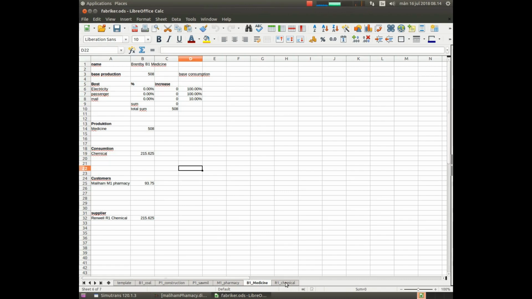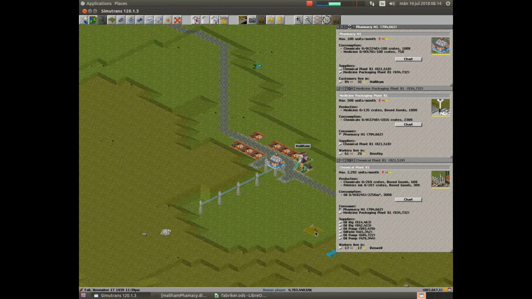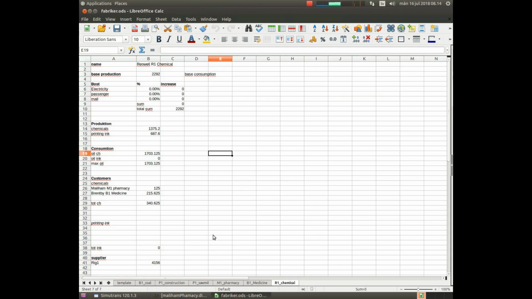Now it starts to get messy when we take a look at the chemical industry. They produce chemical and printing ink. Here we see the customers for this chemical industry, the pharmaceutical and the medical packing industry, and the total demand for chemical. And down here we have the demand for printing ink, which is 0 at the moment because we don't have any printing press.